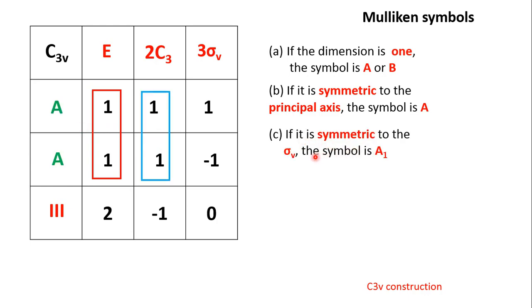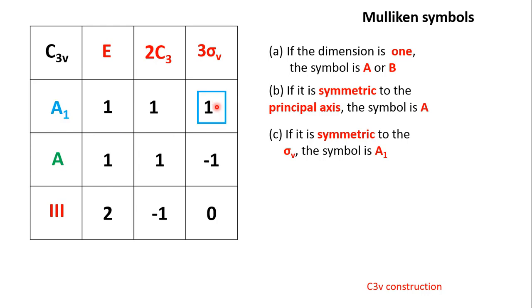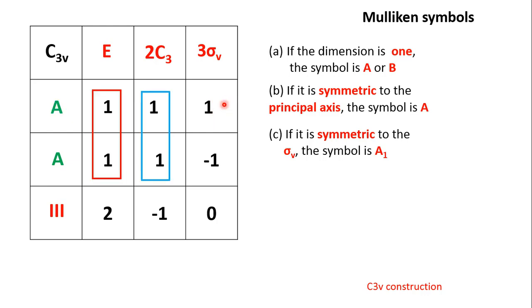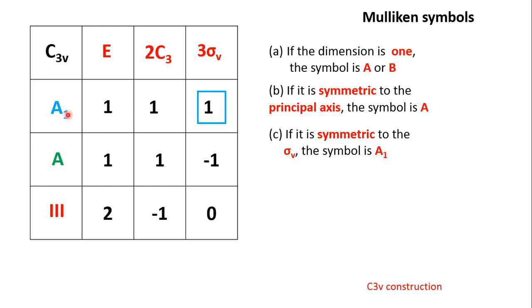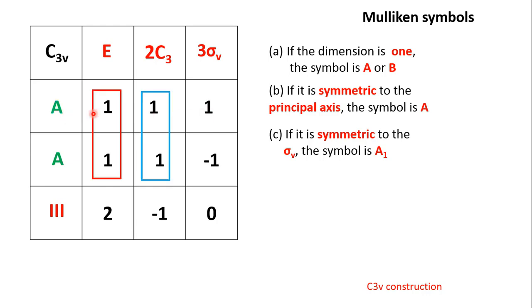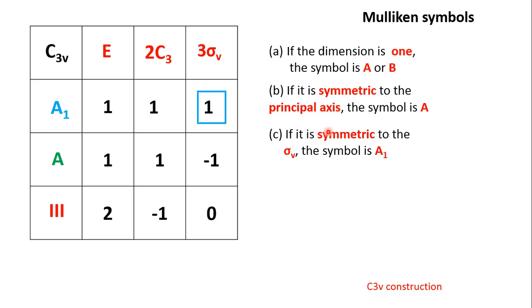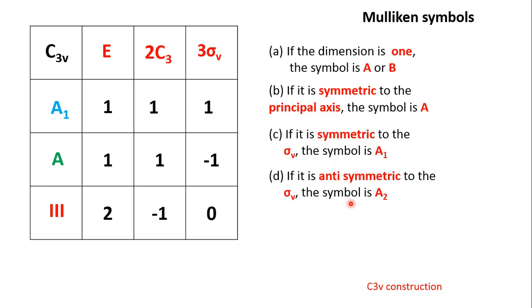If it is symmetric to the sigma v, the symbol is A1. Now look at sigma v. In the first it is 1, that is symmetric, positive. And when it is symmetric, instead of A you will get A1. If it is anti-symmetric to sigma v, the symbol is A2. The second row, to sigma v, it is minus 1, anti-symmetric. If it is anti-symmetric, the symbol is A2. That is why you write this as A2.